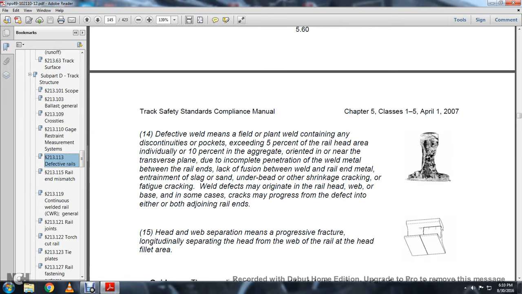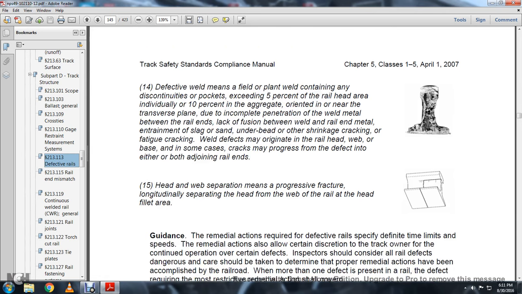14. A defective weld means a field or plant weld containing any discontinuities or pockets exceeding 5% of the railhead area individually or 10% in the aggregate, originating near the transverse plane due to incomplete penetration of the weld metal between the rail ends, lack of fusion between the weld and rail end metal, entrainment of slag or sand, underbead shrinkage cracking, or fatigue cracking. Weld defects may originate in the railhead, web, or base, and in some cases cracks may progress into either or both of the joining rail ends.